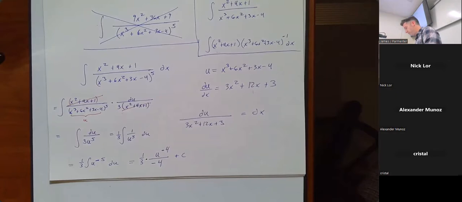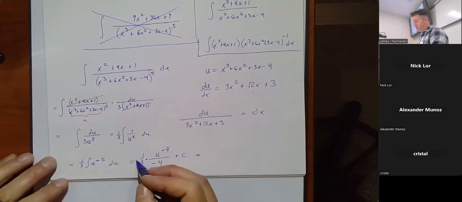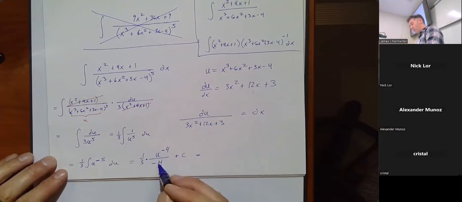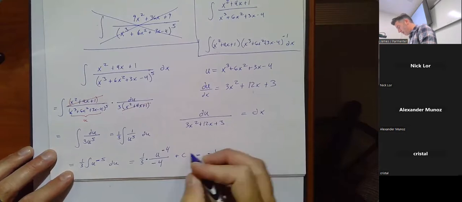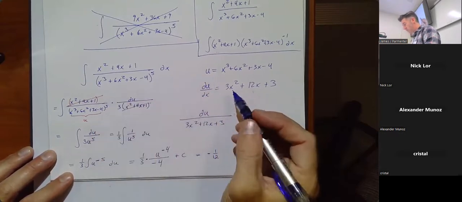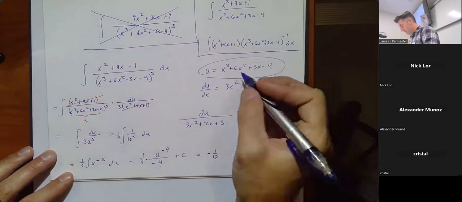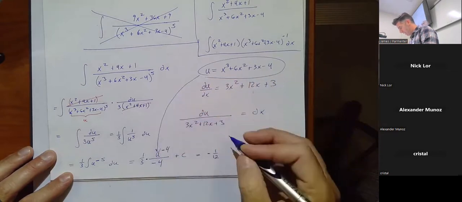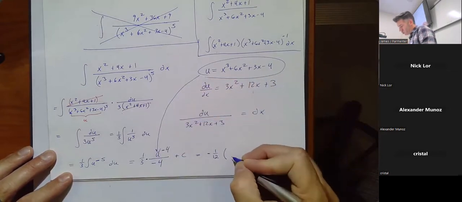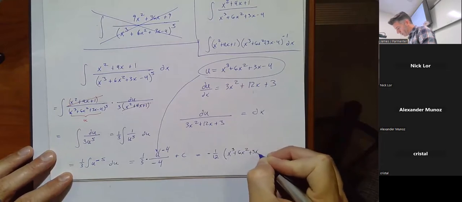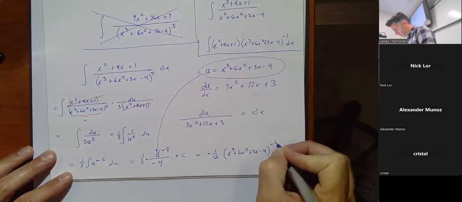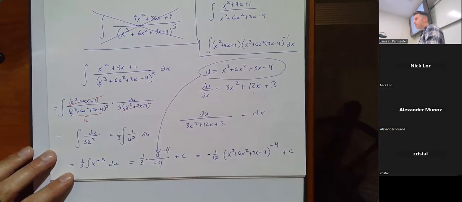Good, thank you. Good call. And then I would probably rewrite this as 1/3 times negative 1/4, or 1 over negative 4, is negative 1/12. And then my u is going to get replaced with what u is equal to. I'm going to take that and stick it in right there, and I'm going to get x cubed plus 6x squared plus 3x minus 4 to the negative 4th plus a C.